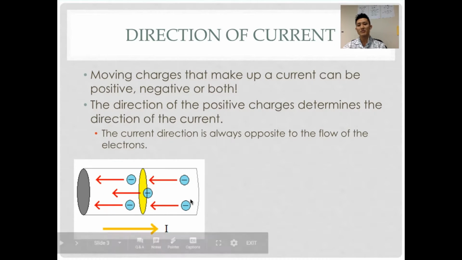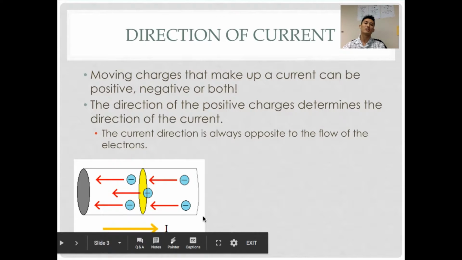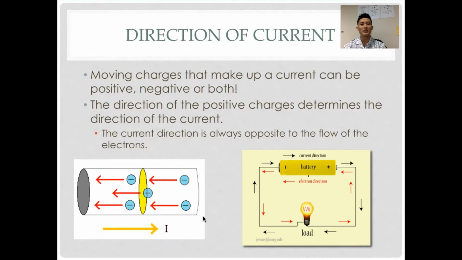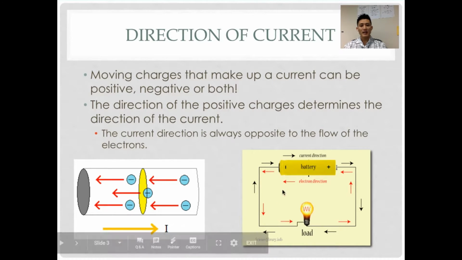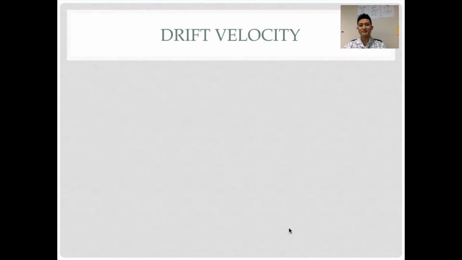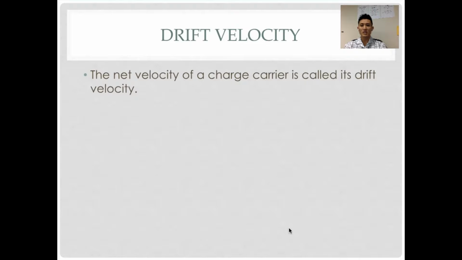So let's say my electrons are flowing through this wire here. My current's actually going to be in the opposite direction. Same thing if I have a circuit. If I have my battery and the electrons are moving in this red fashion, because they're negative and they're moving towards the positive end of the battery, my current is actually going to be moving in the opposite direction. And so the current is largely generated because of the movement of these charges.